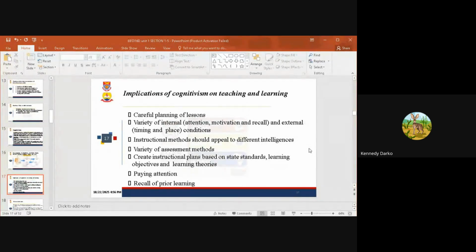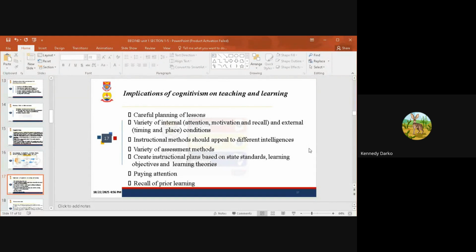Then in terms of the external, we are looking at timing and place: the time you are teaching the lesson and the place you are teaching it. Will it help the learners to get it? For instance, if somebody has a problem and he's at a funeral or church or wherever, do you think the person will pay attention? The person cannot pay attention. So the place and the timing is also part of it in terms of cognitivism.